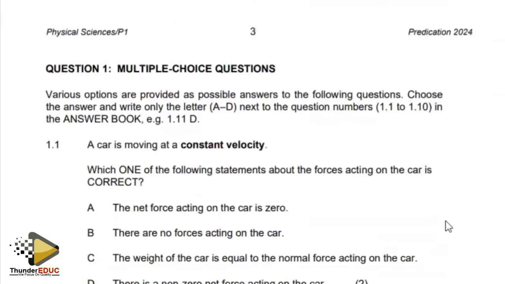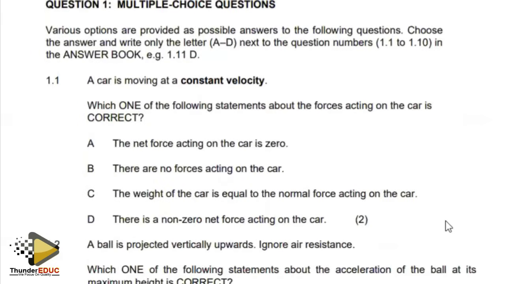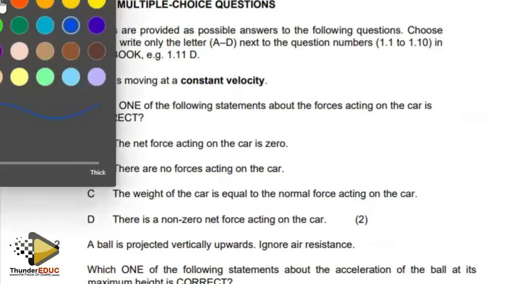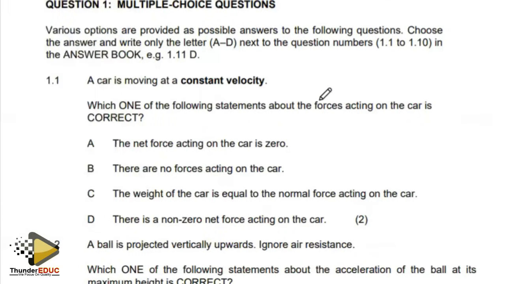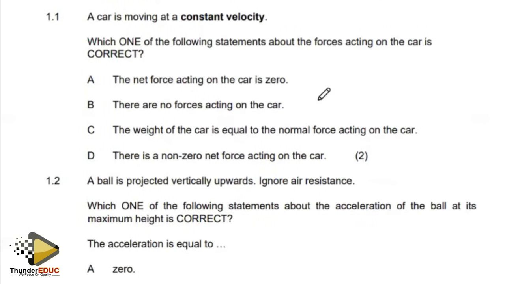Now I'll start with the multiple choice, in as much as most people feel it's kind of obvious. So in this case, options are always given. You just have to choose what is correct.